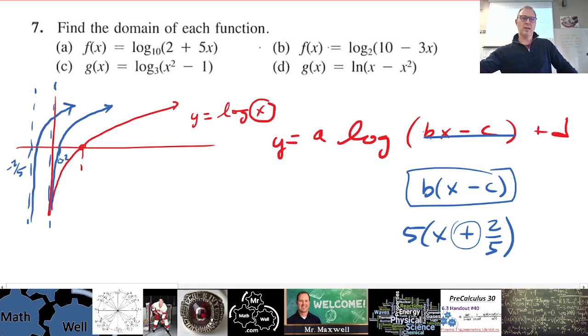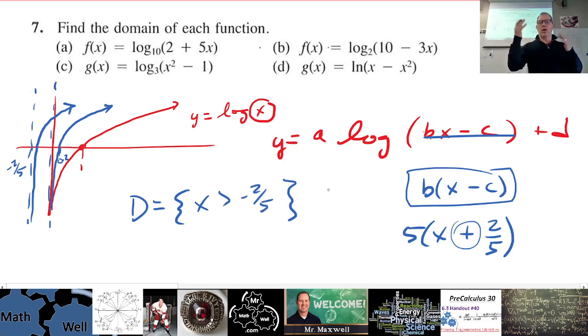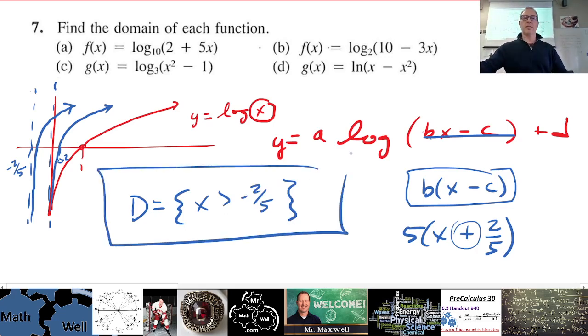You don't have to draw that. But the domain would be x is greater than, not equal to, but greater than negative 2/5. And that's all you need to put. X comma, x in R, or whatever, I don't care. Okay, so that's confirmed that that's what that is for A?